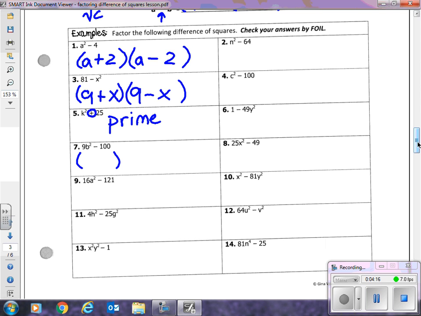For number 7, 9b squared is made from 3b times 3b. Put your plus and minus in. 100 is made from 10 and 10. There's no more you can do to that. Okay, go to number 9.